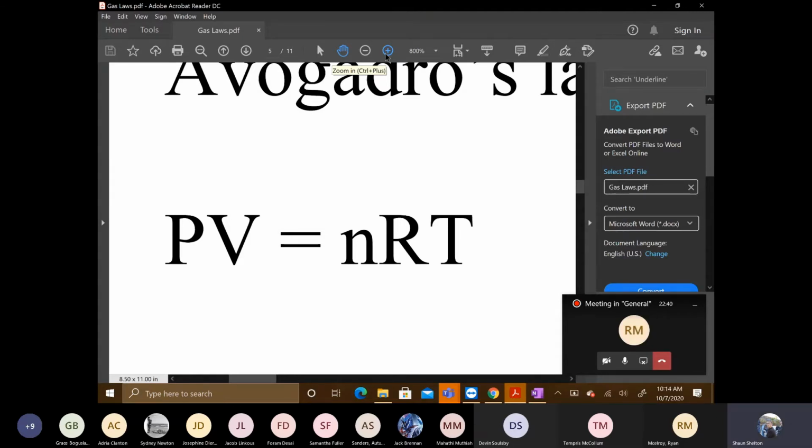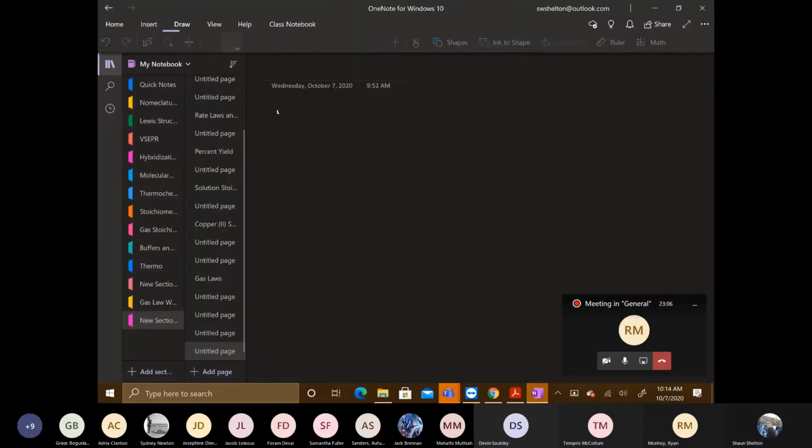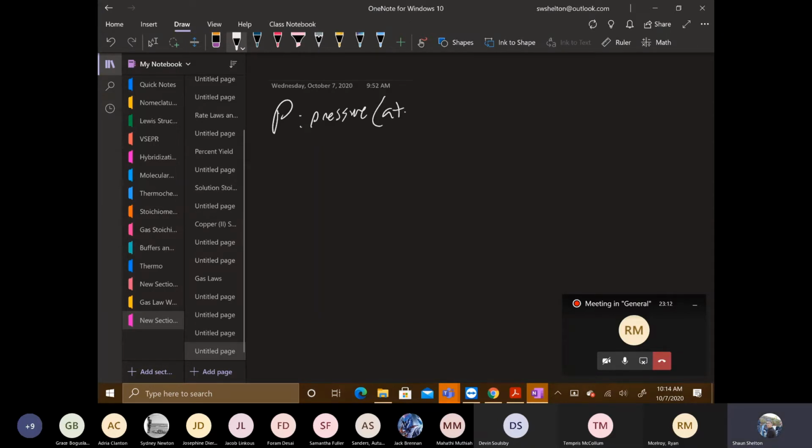PV equals nRT. P stands for pressure, V stands for volume, n stands for moles of gas, T stands for temperature in Kelvin. So again, P stands for pressure, and the pressure is in atmospheres. V is volume, and volume is in liters. n is moles of gas. T is temperature in Kelvin.